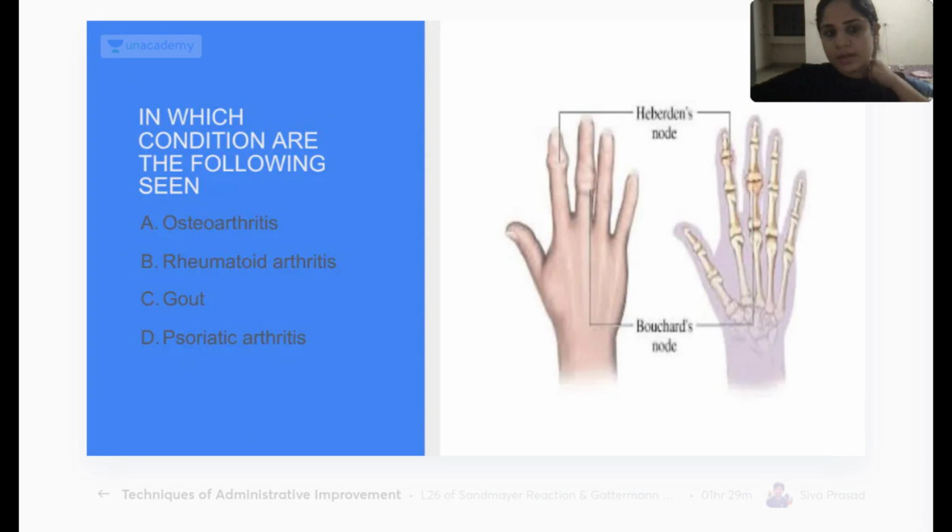Okay. Now, in which condition do you see this deformity? Osteoarthritis, rheumatoid arthritis, gout, or psoriatic arthritis? And tell me the name of this deformity. What is the name of this deformity that you're seeing?